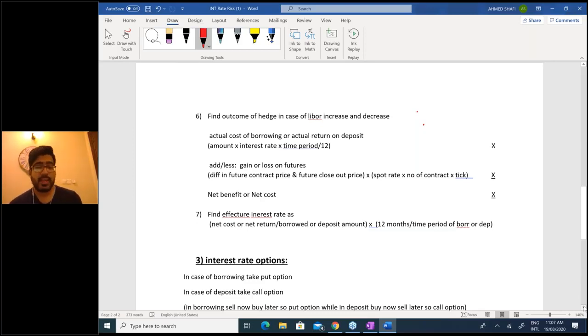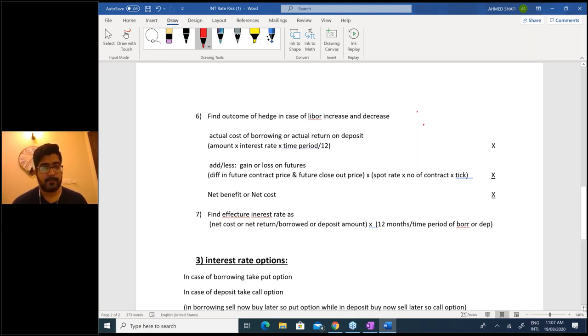Similarly, here you have to show gain or loss on futures. So it's the difference in futures price and future closeout price. You have to judge whether that's gain or loss, into spot, into number of contracts, into tick. Again, gain can be added or deducted, loss can be added or deducted, depending on the case. If it's cost of borrowing, loss increases cost, add it. Gain reduces cost, deduct it. But if it's a deposit case, you get return on deposit. Loss reduces return, deduct it. Gain increases return, add it. You get net benefit or cost.